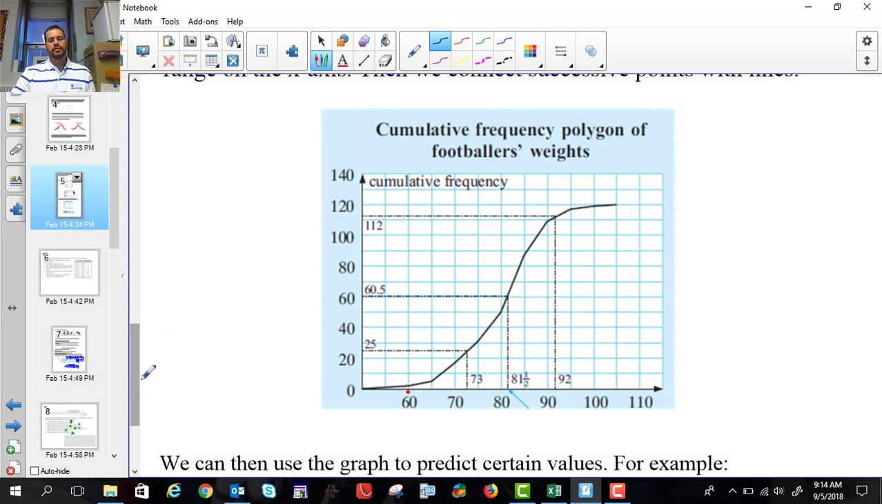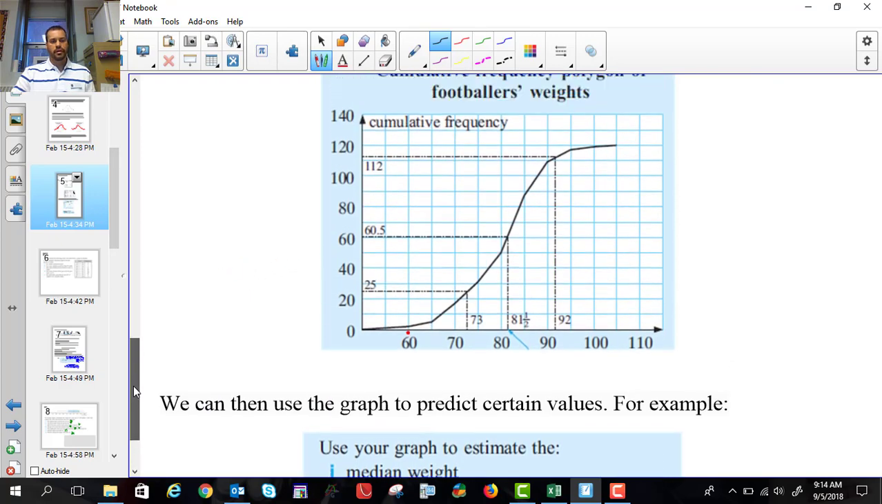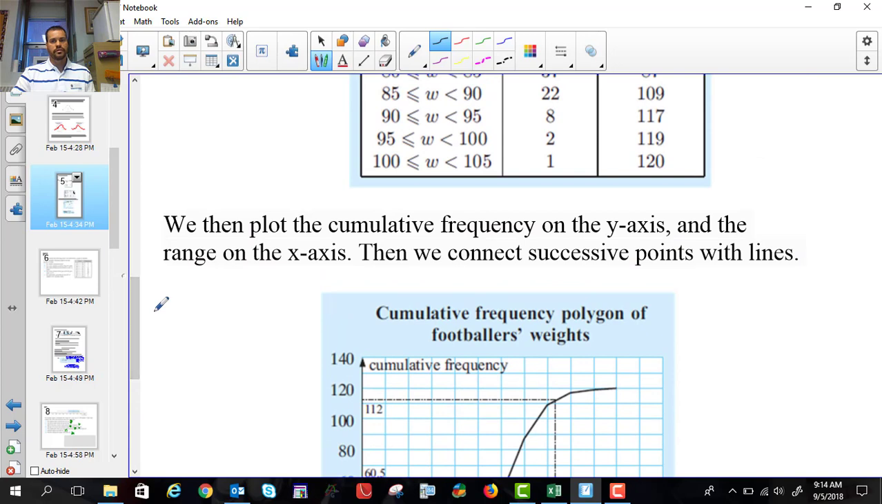So what we can do is based on this graph, we can find answers to questions like this. The question says to use the graph to estimate the median weight. So remember the median is the middle number. What the cumulative frequency graph gives us, first of all, is if we go back up here, this number, this 120, that's the total number of people.